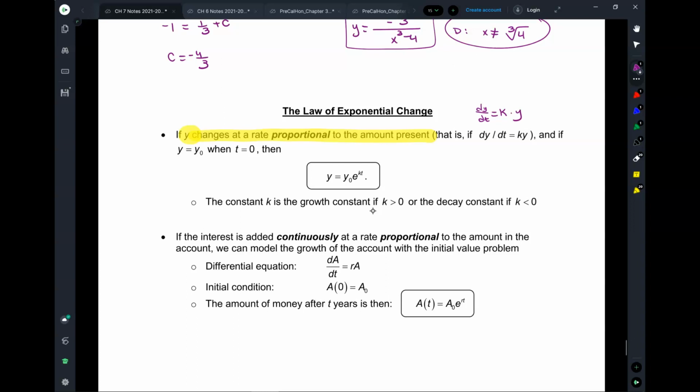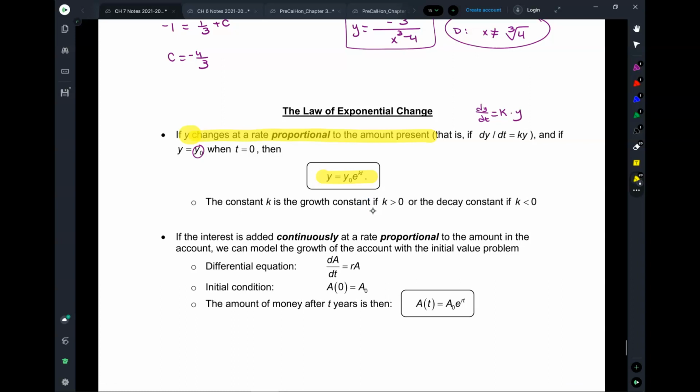And if we call y naught the initial y at t equals 0, this is a differential equation. When you solve it, you should get that. Now, have you seen that formula before? Yes. It's like the formula. Well, guess what?